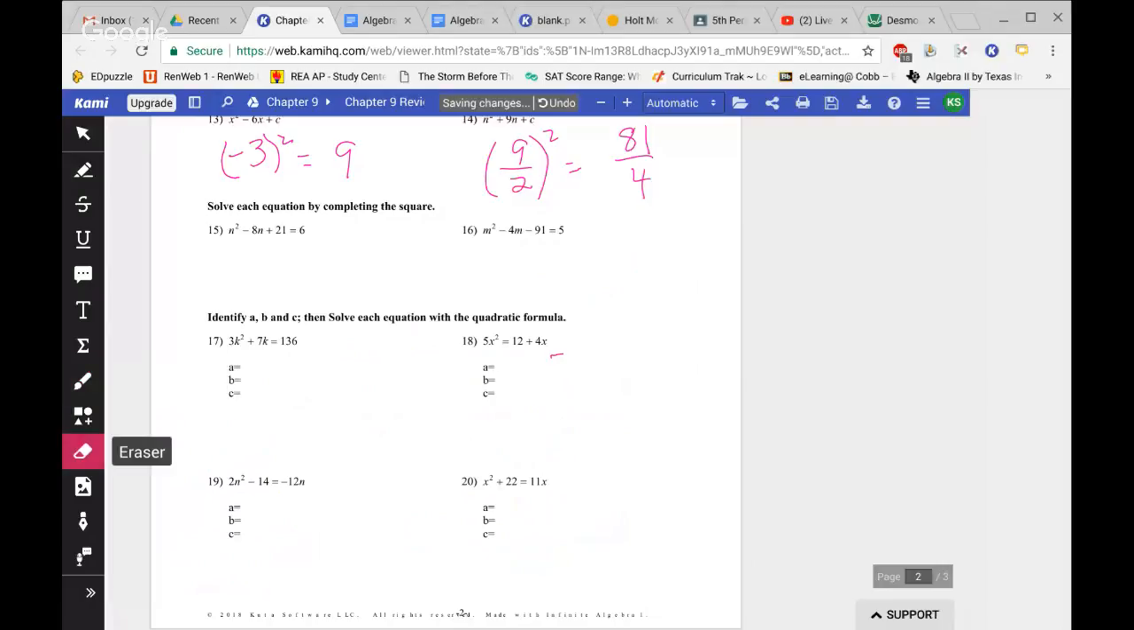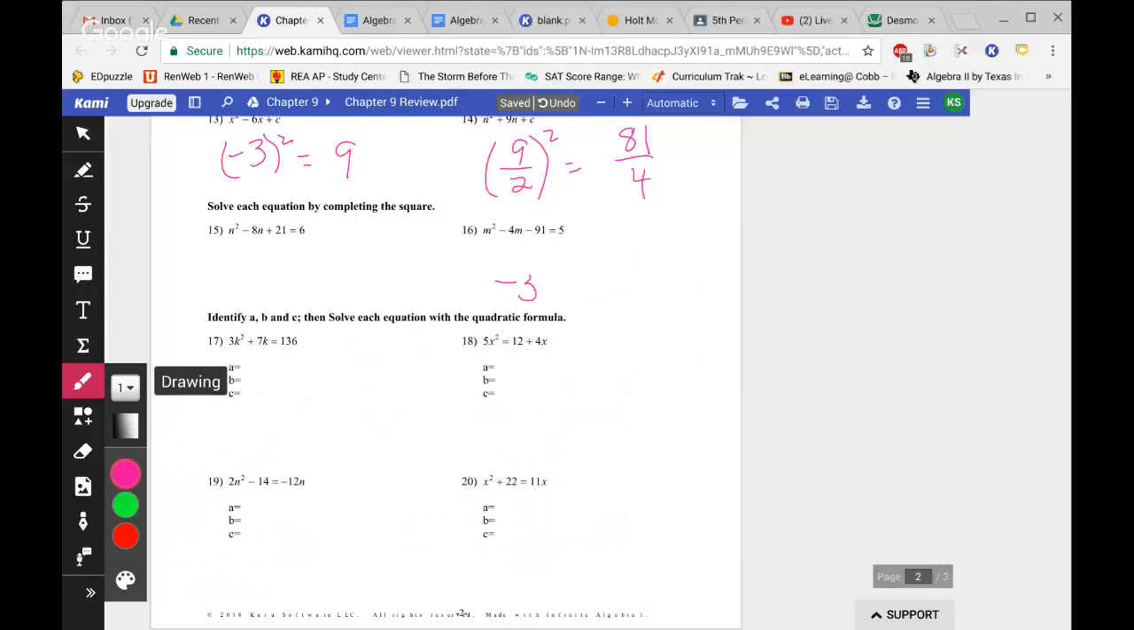Actually, let me do this up here. I'm going to say -5x squared then. And then I'm going to rearrange my 4x because it's the b term and needs to be in the middle. Plus 12 equals 0. So that now is in standard form, so I can identify my A, B, and C. So A is -5, B is 4, and C is 12.